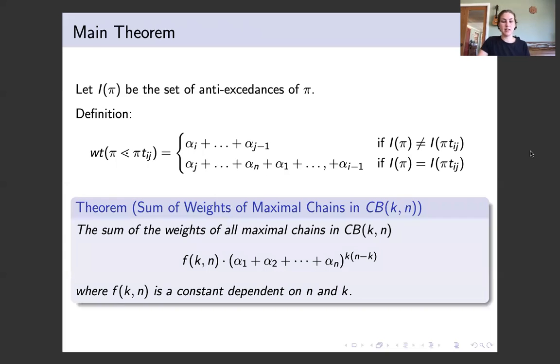So our main theorem is that the sum of the weights of all maximal chains in the circular Bruhat order is this formula below, where Fkn is a constant dependent on n and k. And again, note that this formula factors into linear terms.